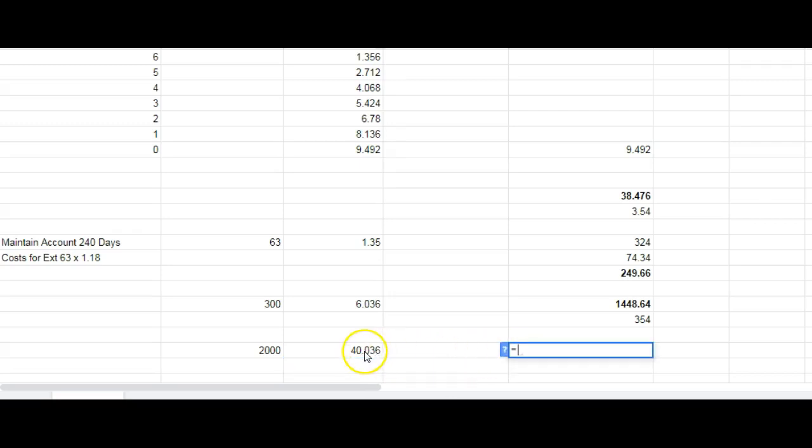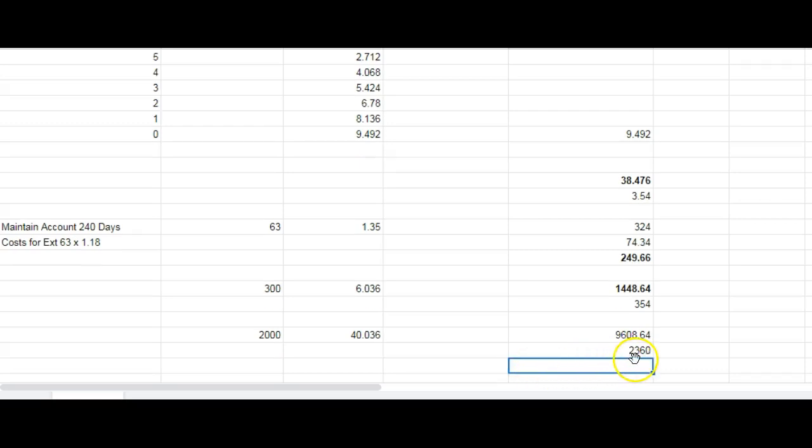So you could be earning $40 per day at that point, and of course then for 240 days, multiplied by 240 days, that equals $9,608. Now you do have your extending costs, of course. So this time you have 2,000 multiplied by $1.18. So this time your costs are just over $2,000.